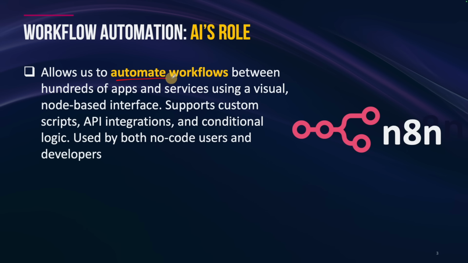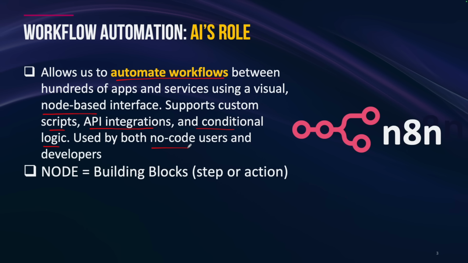n8n allows us to automate workflows between hundreds of applications and services using a visual node-based interface. It supports custom scripts, API integrations, and conditional logic. So it's a bit more elaborate than Zapier because it has API integrations, custom scripts, and a bit more complex workflows that you can orchestrate. So Zapier is usually used by no-code developers, but n8n is used by both no-code, low-code, as well as advanced developers.